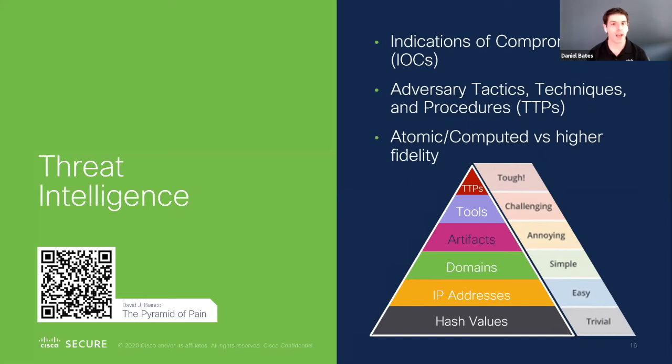At the bottom, we have hash values. An attacker is not going to be very concerned if we are blocking specific malware file hashes, because it's very easy for them to just repack their files to generate new file hashes every time something executes. The specificity of a hash value is that I have a file hash, it only ever corresponds with this one file. So if I know it to be malicious, it will always be malicious. I can easily find it and identify it as malicious.